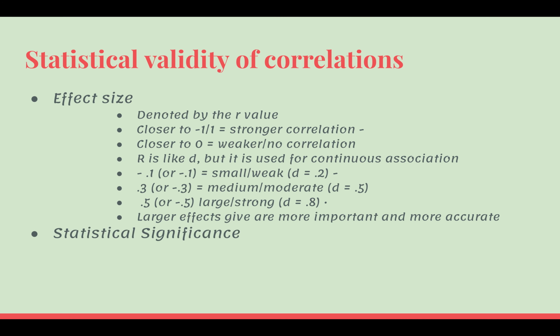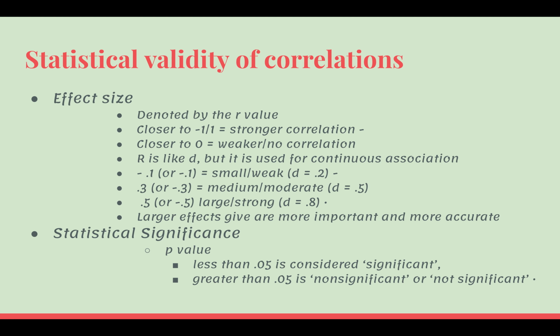Statistical significance is denoted by the p-value, which is the probability that the sample used in the research was chosen from a population with zero association. If the p-value is less than 0.05, it is considered significant. If it's greater than 0.05, it is non-significant. Larger effects have smaller p-values, and it's less likely to find a strong correlation by chance. Also, larger samples have smaller p-values, and smaller samples are more easily affected by chance.